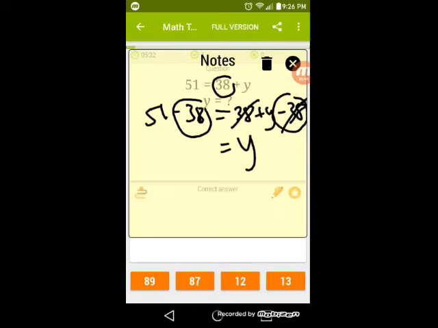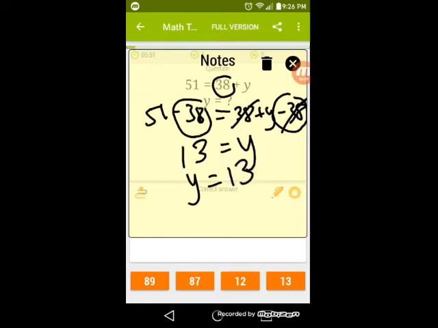51 minus 38. You're left with 13. So 1, 3, 13. Okay. 13 on this side, y is equal to 13.